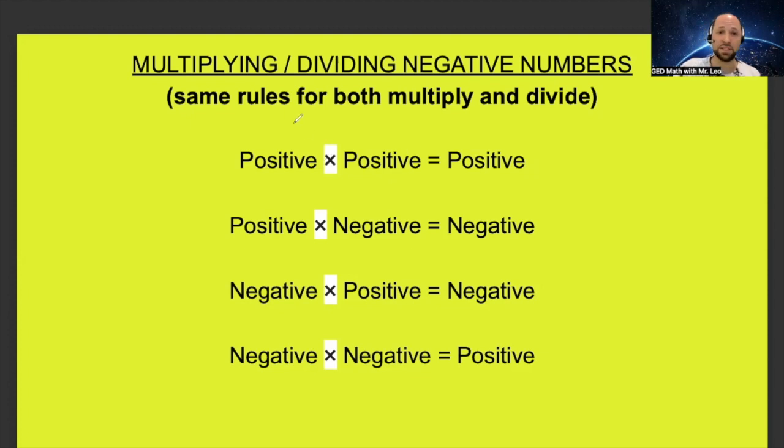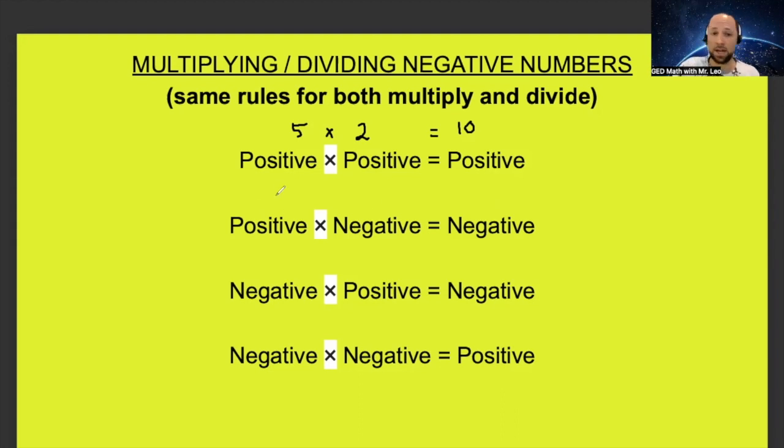This is regular math. This is 5 times 2 is 10. All those numbers are positive. A positive times a positive makes a positive. You'll notice I don't use a plus sign or anything here. Any number by default is positive. If you don't see a plus or minus sign, it's going to be a positive.